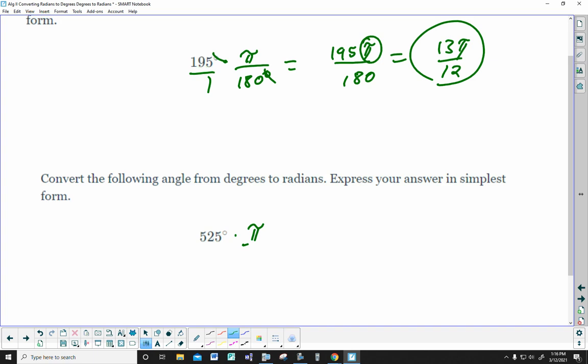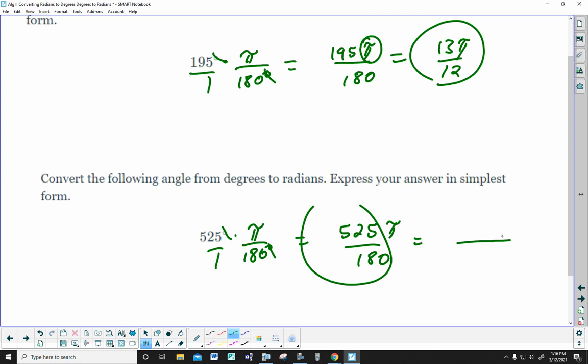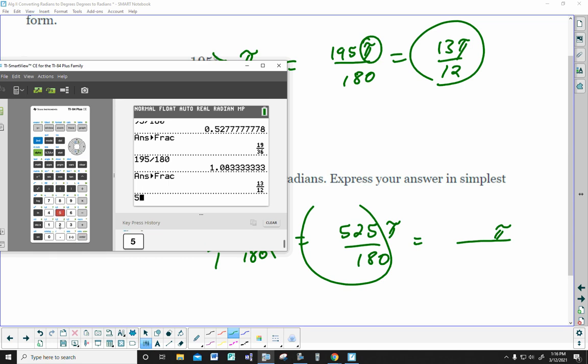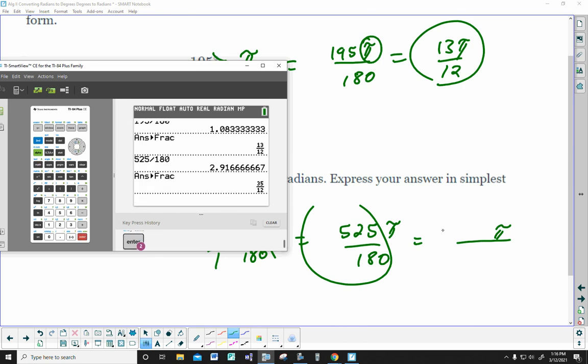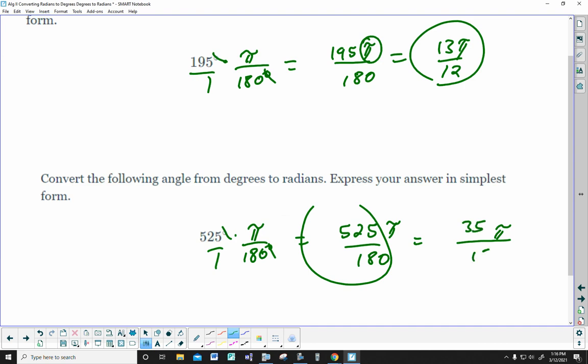So what you want is on top. What you want to get rid of is on the bottom. Degrees cancels. So you're left with 525 pi over 180. And you've got to reduce this much of it. The pi is still going to be there. So grab your handy-dandy calculator and you go 525 divided by 180, and then you go Math, enter, enter. So 35 pi over 12. There you go.